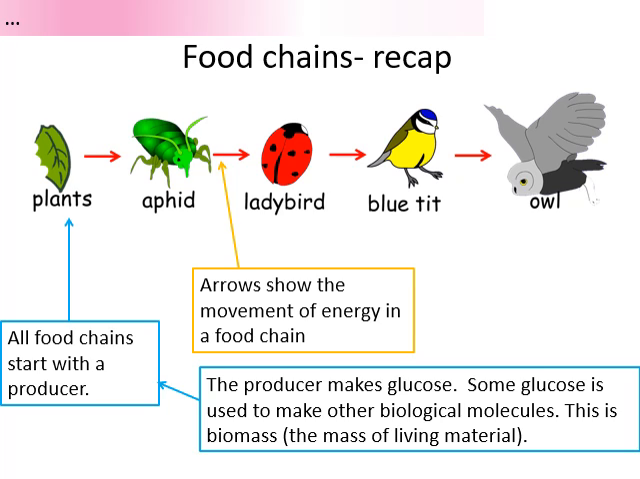Another important thing to remember is what the arrows represent. They show the movement of energy through the food chain, and so they always go from the thing that's been eaten to the thing that is doing the eating. It's much easier to think of them as energy arrows, because then you can think about energy flowing through the food chain.